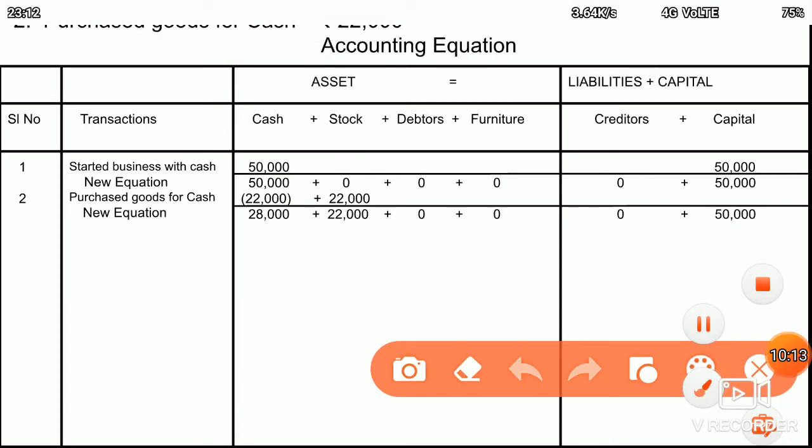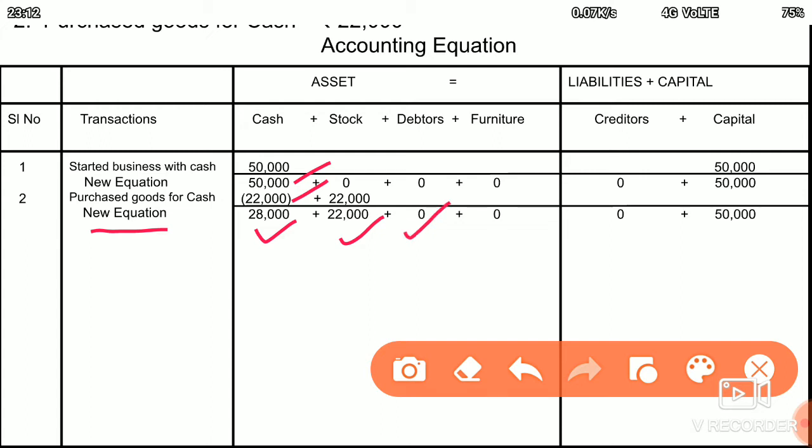Now we write the new equation. The cash was 50,000 before. It has decreased by 22,000, so our balance is 28,000. Stock has increased, it has been affected, and it has increased to 22,000. So cash is 28,000, stock is 22,000.